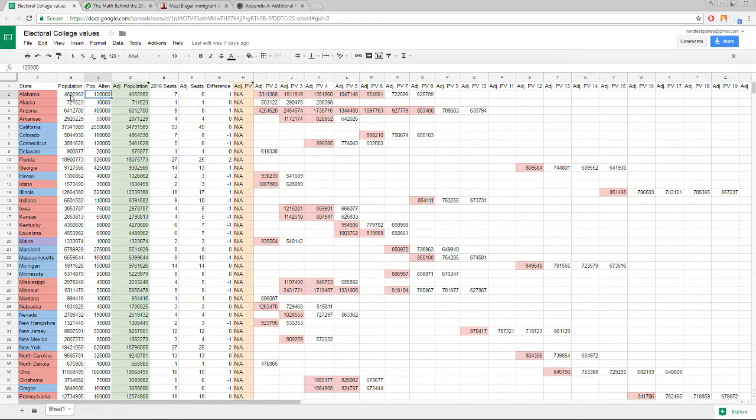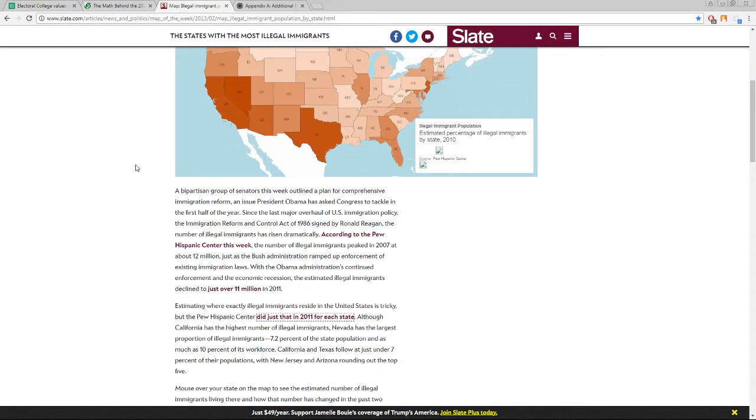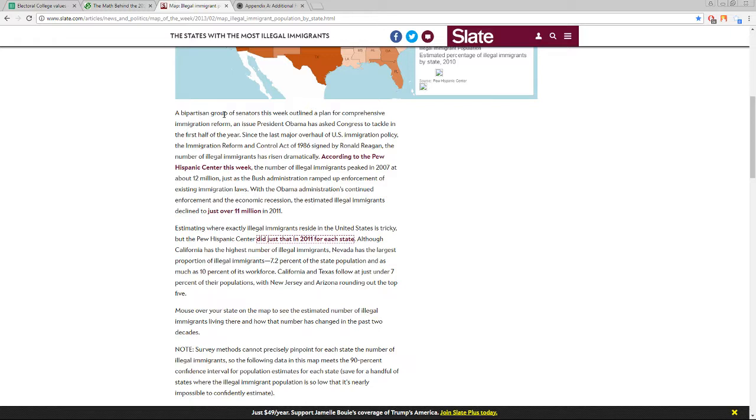Now, what I did is I put those populations down, and then I found the illegal immigrant populations by state. We don't have solid numbers for those, so I found this article that estimates them. I'll go through the article a little bit to give some background on it. It is from Slate, which is sometimes good and sometimes not so good, but this is a really good article that they did.